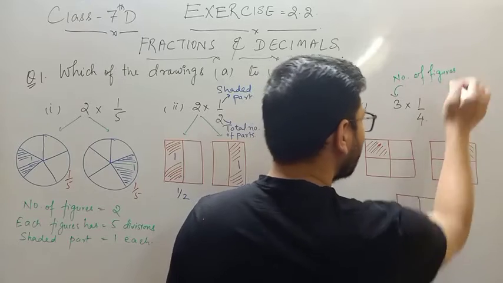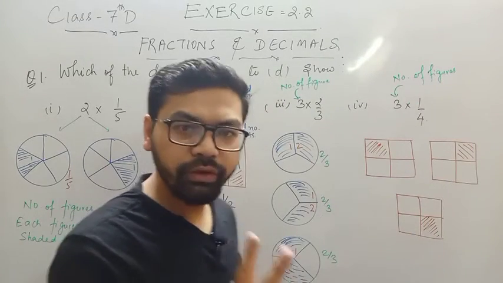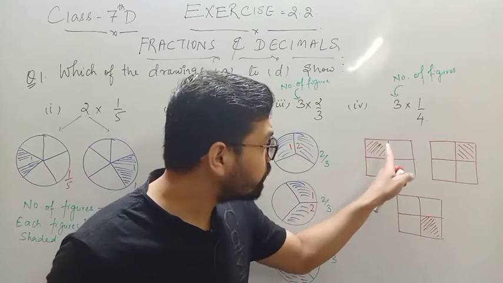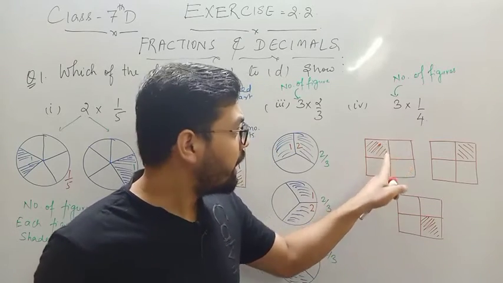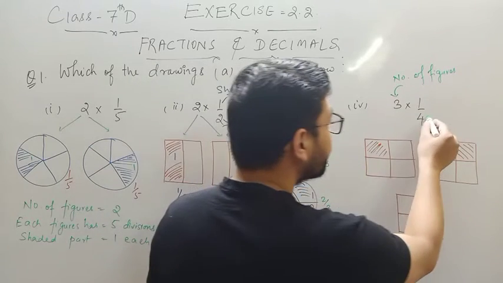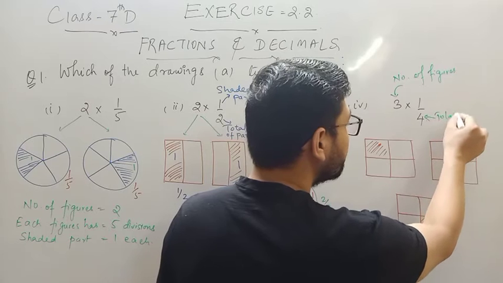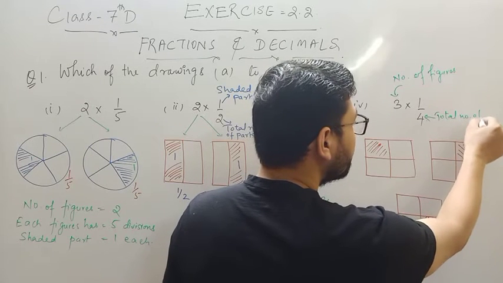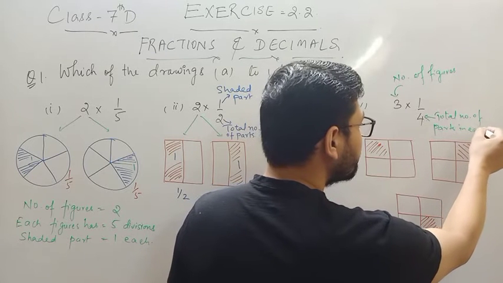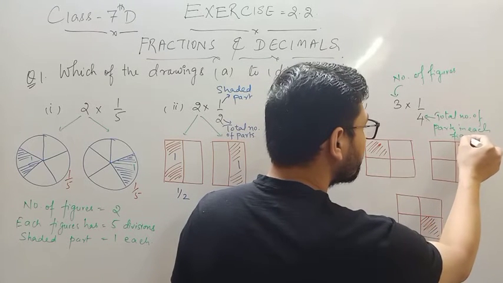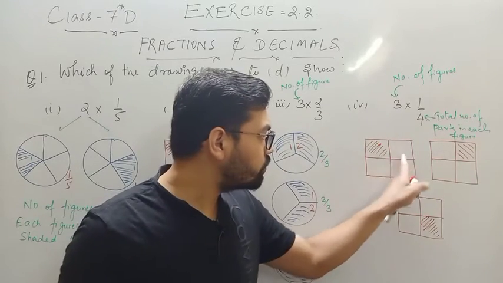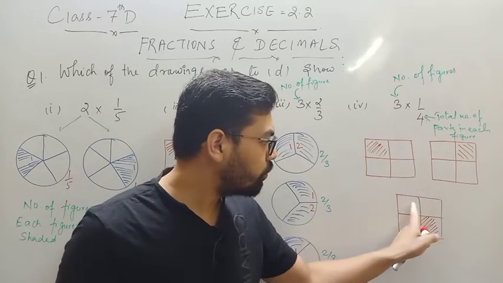How many figures do I have? 3 figures. And each figure has 4 divisions, out of which only 1 is shaded. And beta, look here at this 4, what does this 4 indicate? Total number of parts in each figure. How many parts are there in each figure, beta? 1 2 3 4, 1 2 3 4, 1 2 3 4, right?